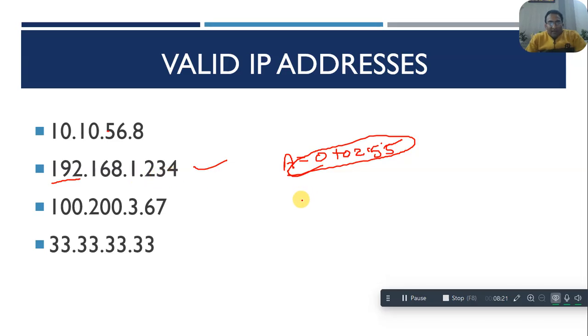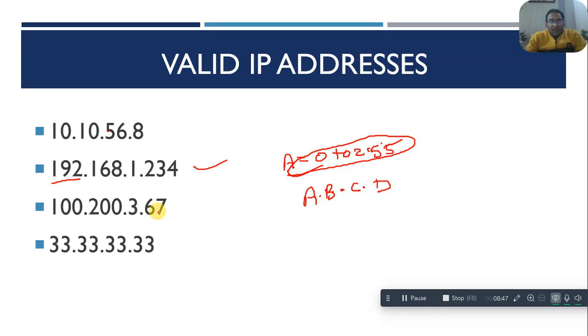In the last slide I showed you how to write the dotted decimal notation, that is A dot B dot C dot D. So all the values are between 0 and 255. The third example, 100.200.3.67, again a valid IP address, and the last address, 33.33.33.33, again a valid IP address.